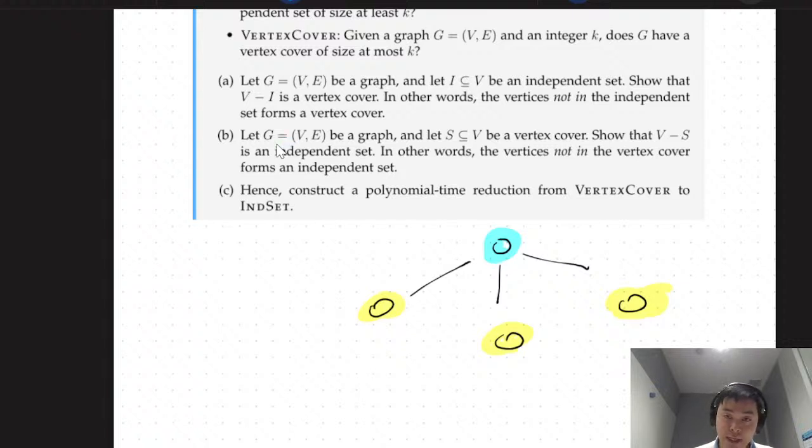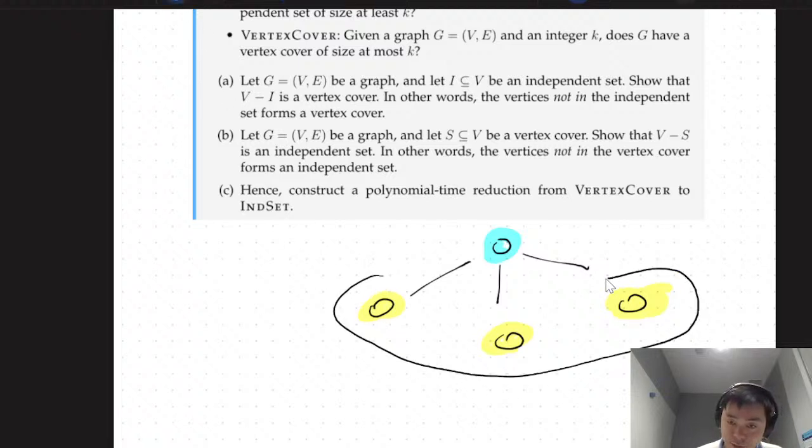So for part A, you're given a graph and you're given a set of vertices which form an independent set. You want to show that the vertices that are not included in my independent set is actually a vertex cover. You can see, for example, these three vertices here form an independent set. And then if I look at the set of vertices that are not in the independent set, then this is actually a vertex cover because every edge is covered. But why is this true in general?